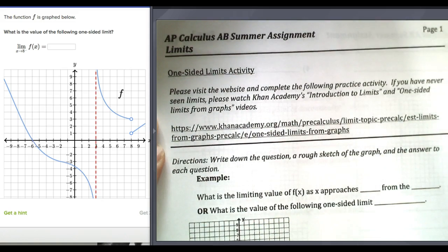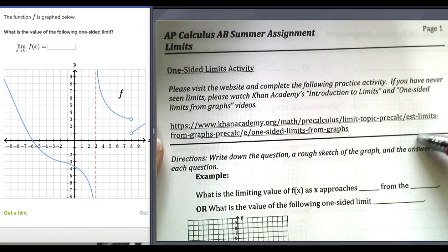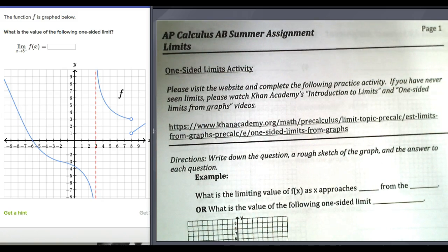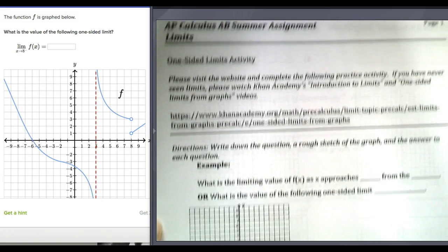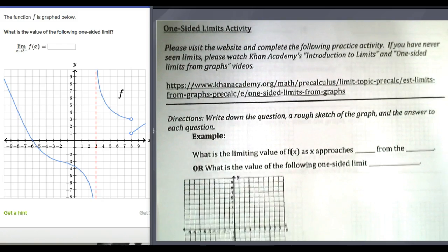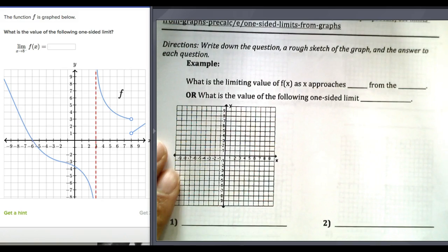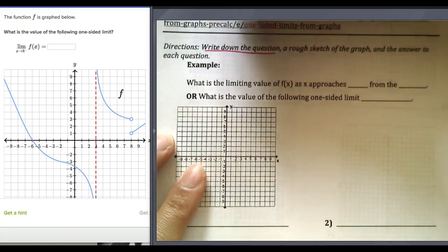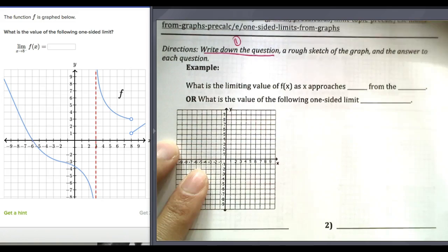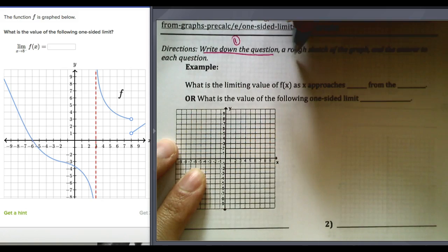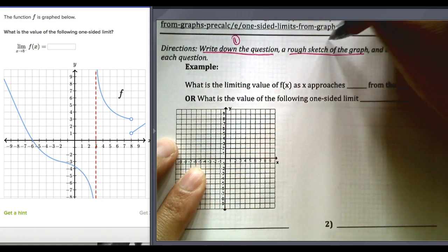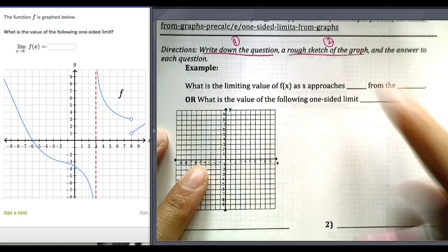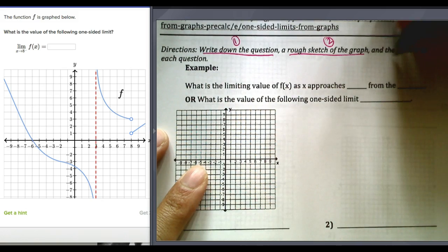You should have already looked at the video and gotten a rough idea of what limits and one-sided limits are. We're going to be looking at the activity portion of it, and I'm going to be showing you guys an example. So let's look at the example problem. The directions say the first thing we're going to do is write down the question. The second thing we're going to do is give a rough sketch of the graph. And the third thing is we're going to answer each question. So we're going to give the answer.